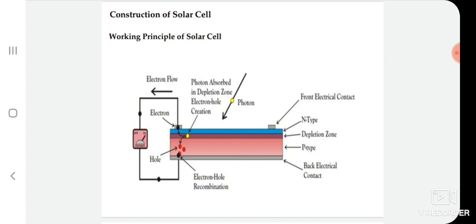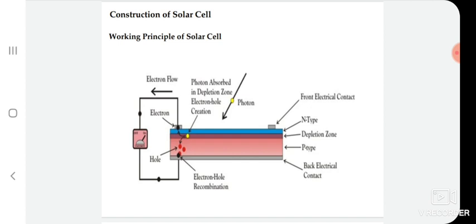As we see in this diagram, it consists of a back electrical contact, the p-type and n-type layers, and a depletion layer between them. There is a front electrical contact to the solar cell. Photons are absorbed in the depletion zone, creating electron-hole pairs. Due to that, the flow of electrons through the circuit carries a current.